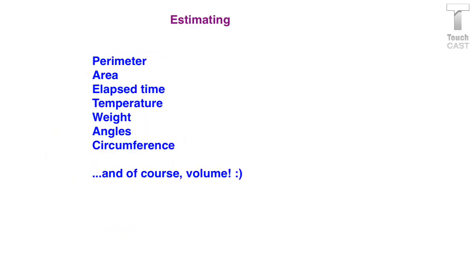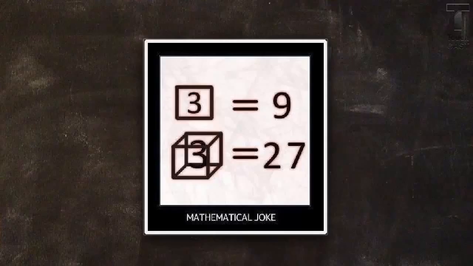When we talk about estimating next week, these are the topics that you want to make sure you remember. We are going to be going over these, so it'll be pretty easy. It's just going to be a review, but make sure you know perimeter, area, elapsed time, temperature, weight, angle, circumference, and of course you need to know volume.